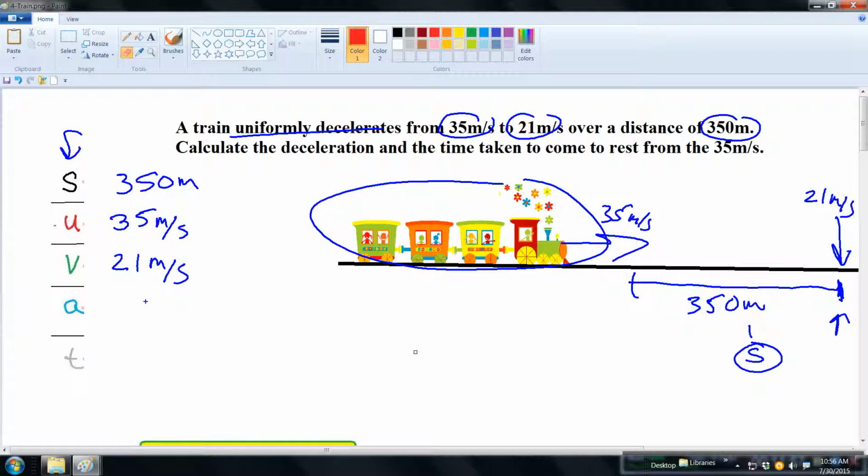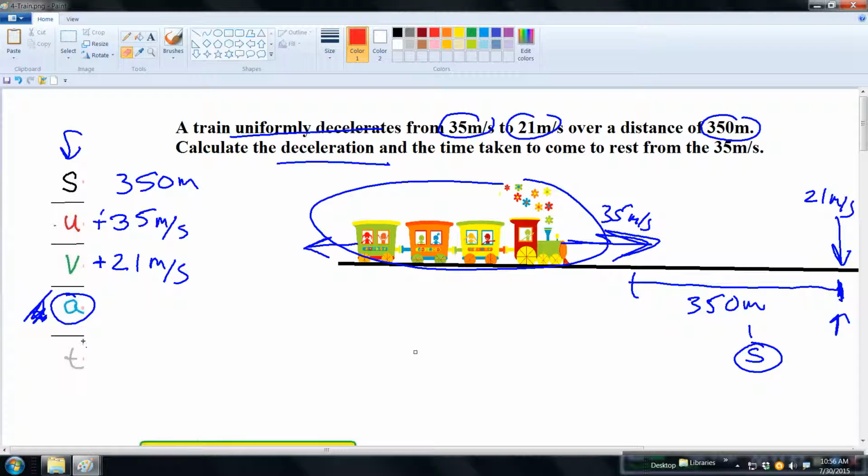Step 3, we circle the variable that we're looking for, and this one we're calculating the deceleration. Now we don't put d here, we just put a, because if the train is decelerating, that means that if it's going to the right, then the deceleration is going to be to the left. Okay, so we're looking for acceleration, and it's going to be a negative value because we're just going to arbitrarily say 35 meters per second is positive. We didn't put a negative sign in front of it, and the final velocity is positive. So our acceleration should come out, if we do our math right, to be negative.